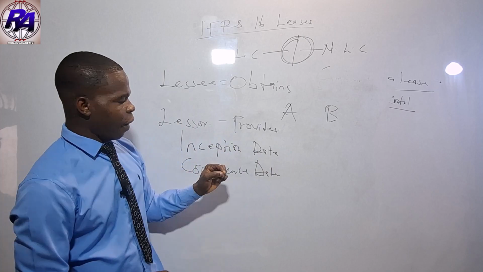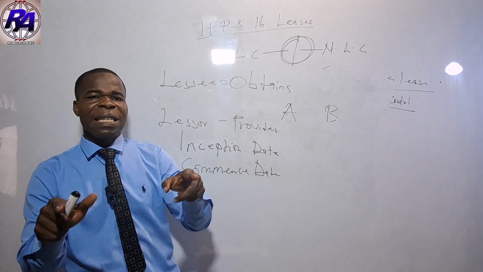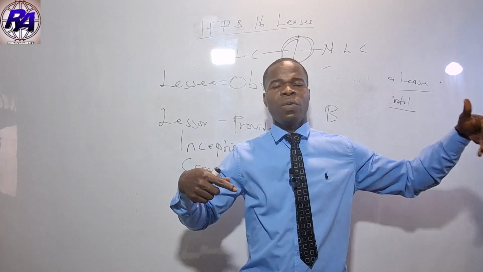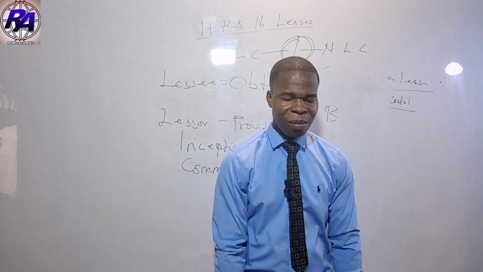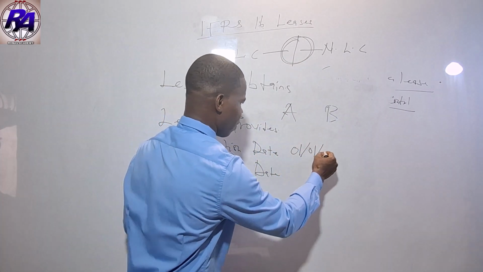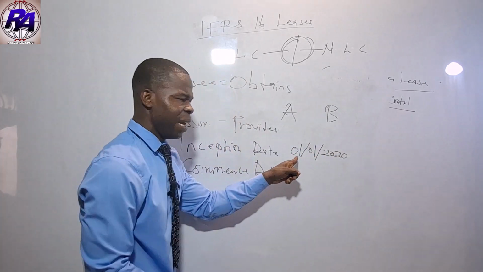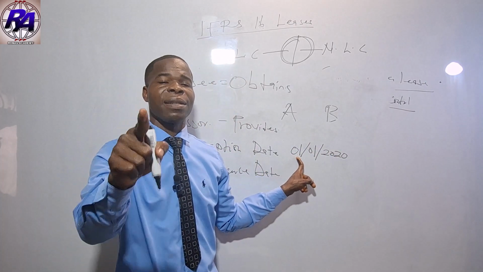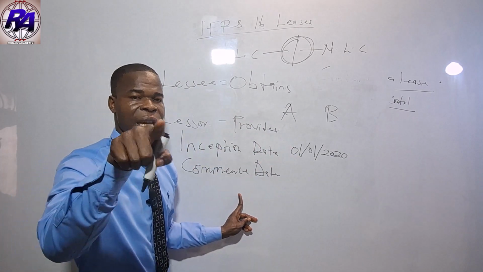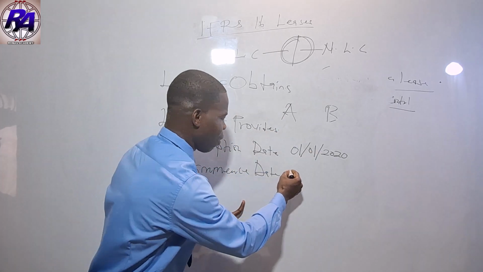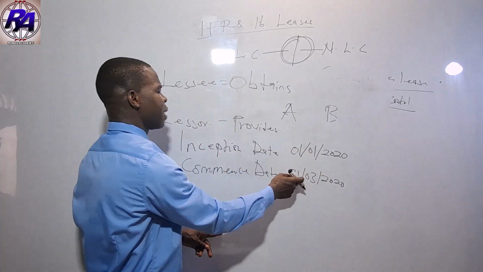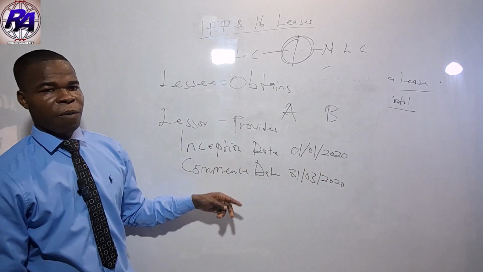When we talk about the commencement date, it is the date on which the lessor provides the underlying assets to the lessee. So we can enter into the contract on 1st of January 2020, but this is not the date the lessor provides the assets to the lessee. The commencement date is the date where the lessor provides the assets to the lessee. So it can be done on, let's say, 31st of March 2020. So you can see this date and this date are not the same in terms of this contract.